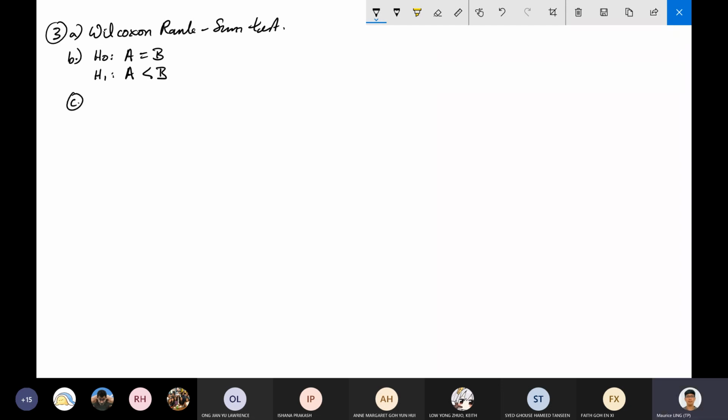Now question part C, you have to calculate the statistic. What you need to do is to combine it, rank it, and separate it out. Okay, so this is a bit troublesome. You combine, rank, and you separate it out. So you end up with this kind of table: the pain scale for A and the rank. After which you have another table, which is the pain scale for B and the equivalent rank for B.